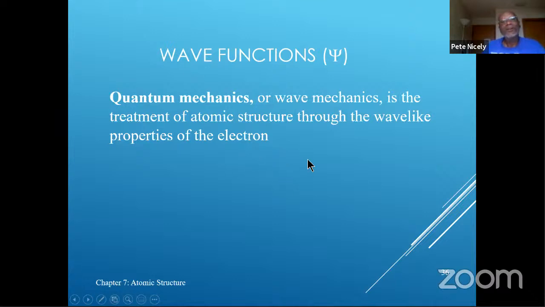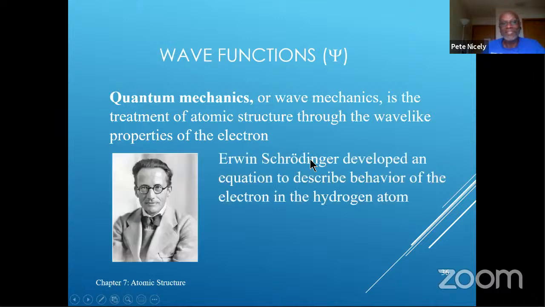Okay, so wave mechanics or quantum mechanics is an area that has been developed because of the discovery of the wave-like properties of particles such as electrons, right? And Schrödinger developed an equation to describe the behavior of an electron in the hydrogen atom. Now, I will not even show you what that equation looks like. At your level, it's not important, but I can tell you it's a frightening equation when you first look at it.